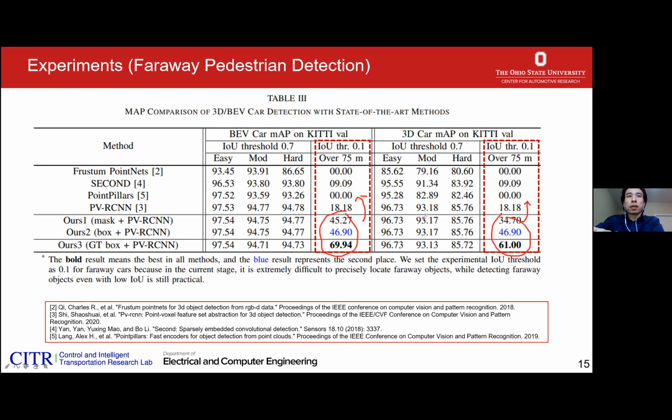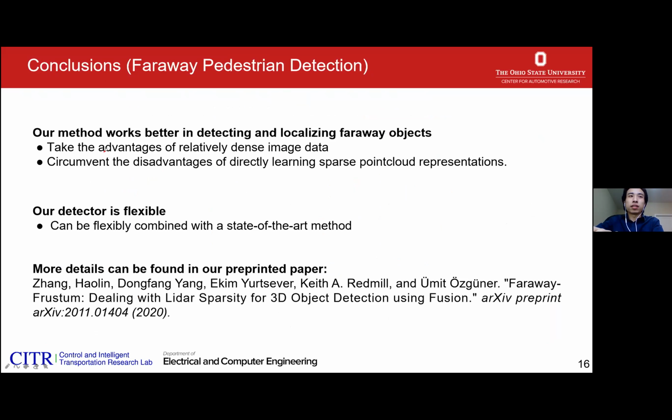Again, these are our conclusions. First, our method works better in detecting and localizing faraway objects because we take the advantages of dense image data to find the faraway object first, and then we circumvent the disadvantages of directly using the sparse point cloud representations to localize them.